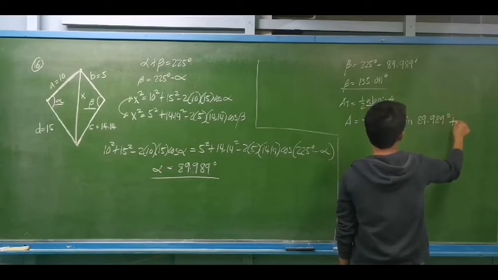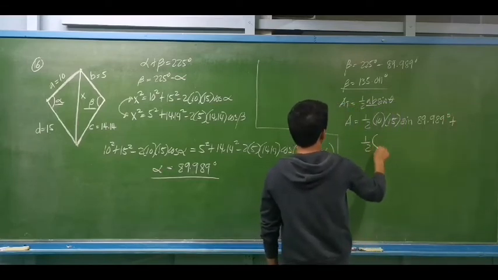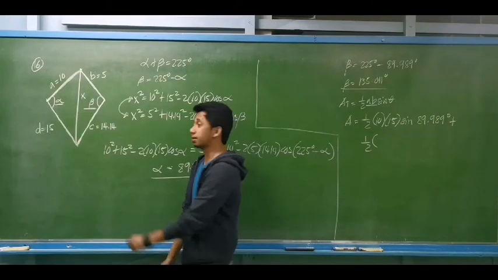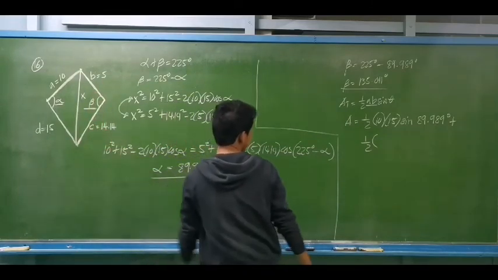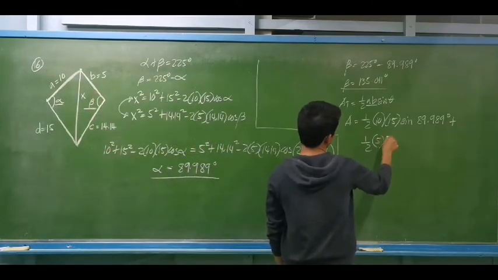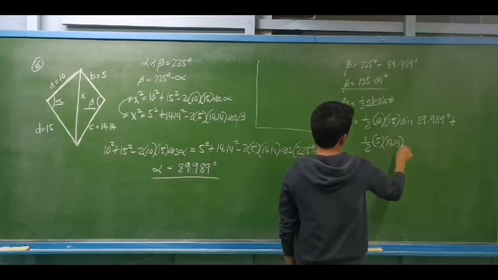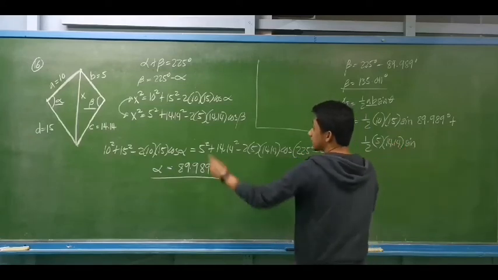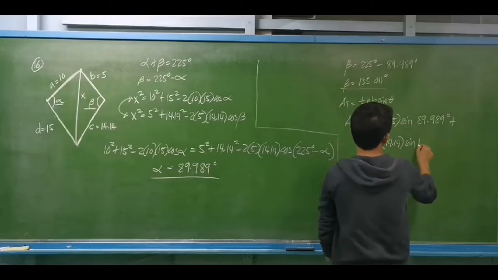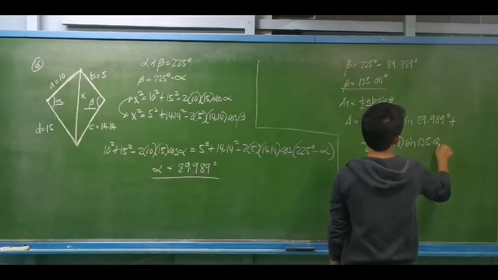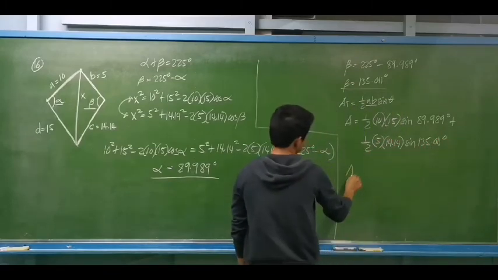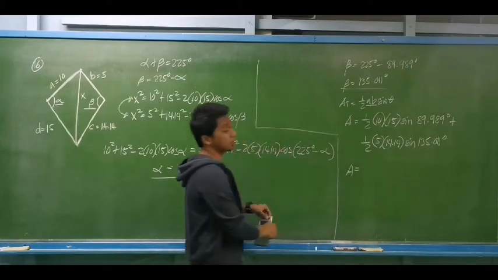So we have sine of 89.989 degrees. Okay, plus 1/2. Yung sa kabilang triangle, sino yung magkatabi? 5 tsaka 14.14. So this is 1/2 of 5 times 14.14 sine. Ano yung angle sa pagitan? Beta, 135.011 degrees.